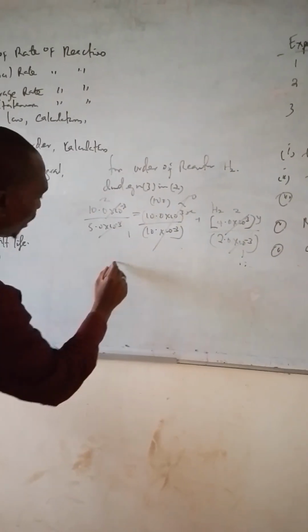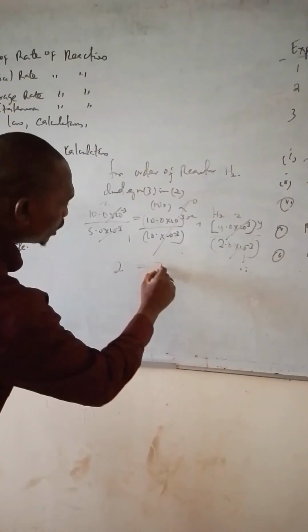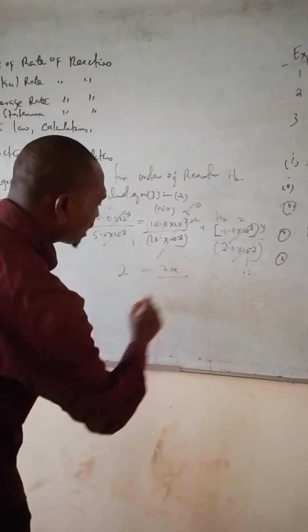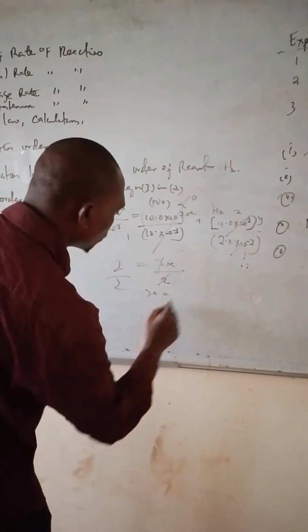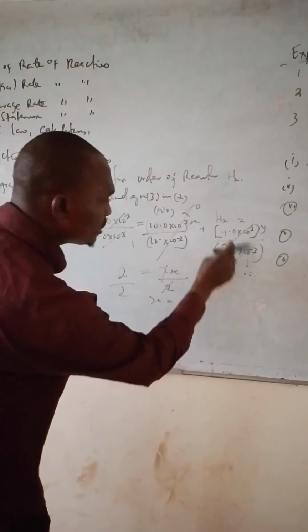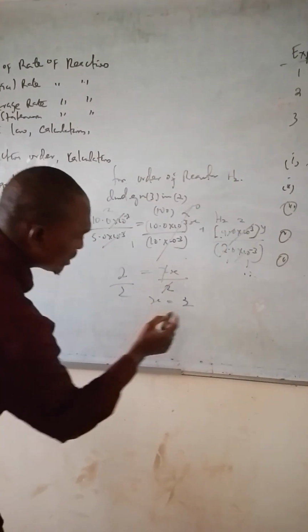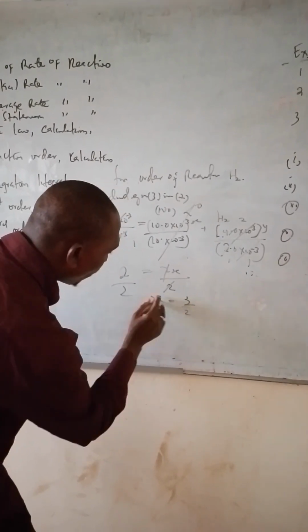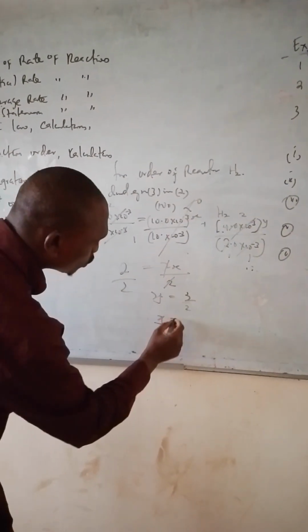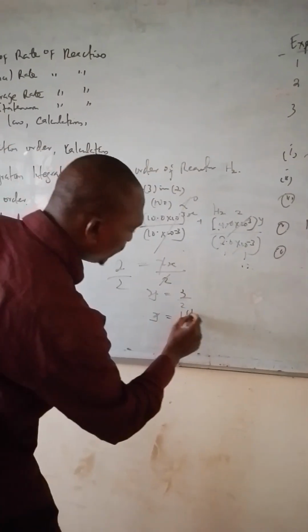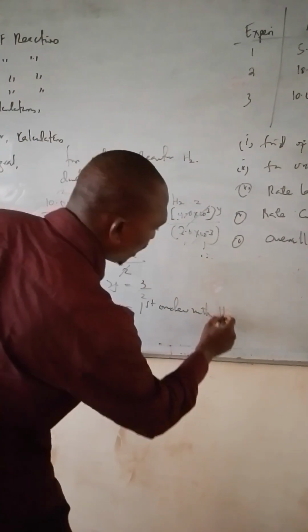Automatically here 1, here 2, here 1, here 2. When you have this, you have 2 is equal to 2 to the power y. If you divide this by this, we have the same thing, divide by 2. We have our y, because x has already become 0. Our y is equal to 1, which is first order with respect to hydrogen.